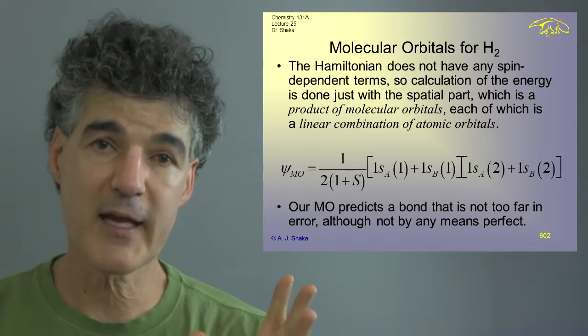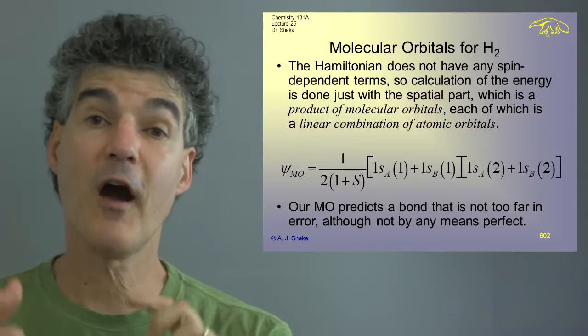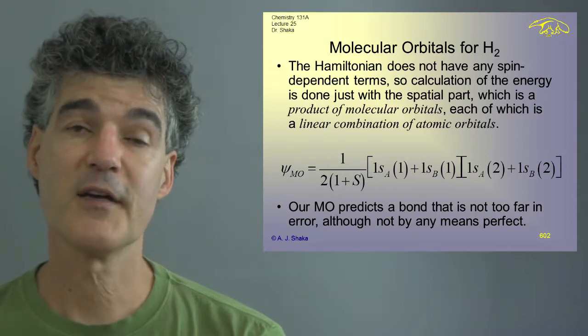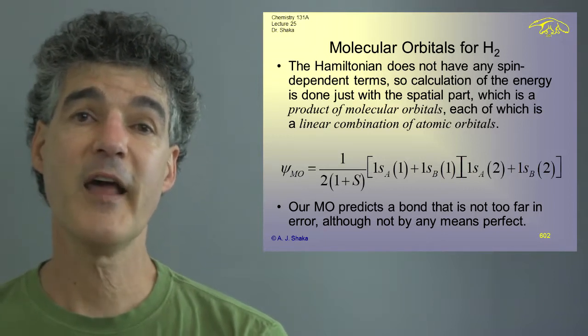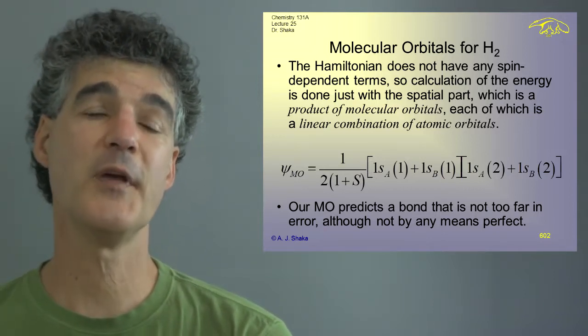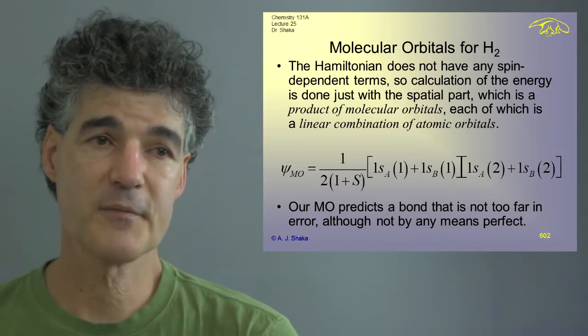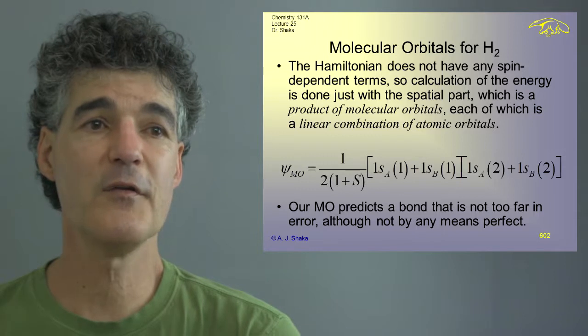If we turn on a magnetic field, then there are energy terms that depend on whether the electron is spin up or down. And in that case, we have to be careful because we have to include those terms in the calculation. But for us, we don't have to do that.